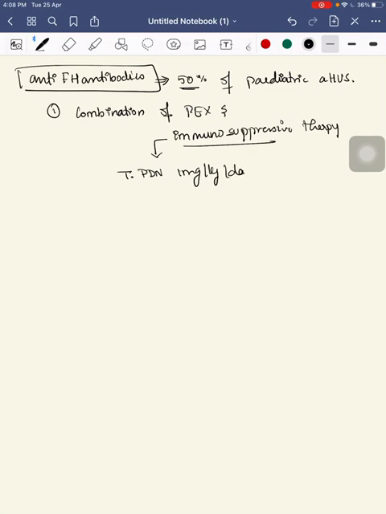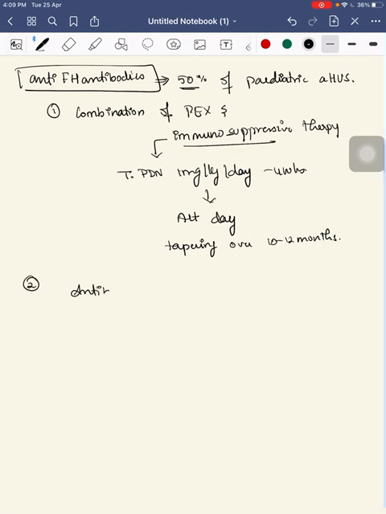Before starting immunosuppressive therapy, you need to confirm whether the patient has anti-factor H antibodies or not. You will give prednisolone at a dose of 1 mg per kg per day for about 4 weeks. Then it is tapered to alternate day, and tapered over 10 to 12 months.